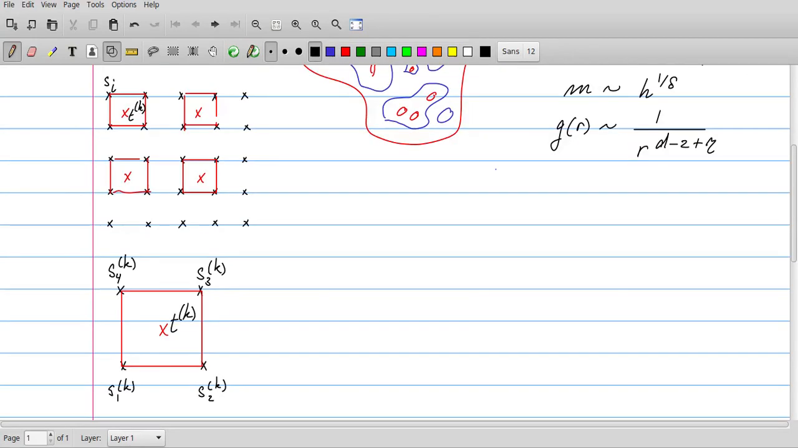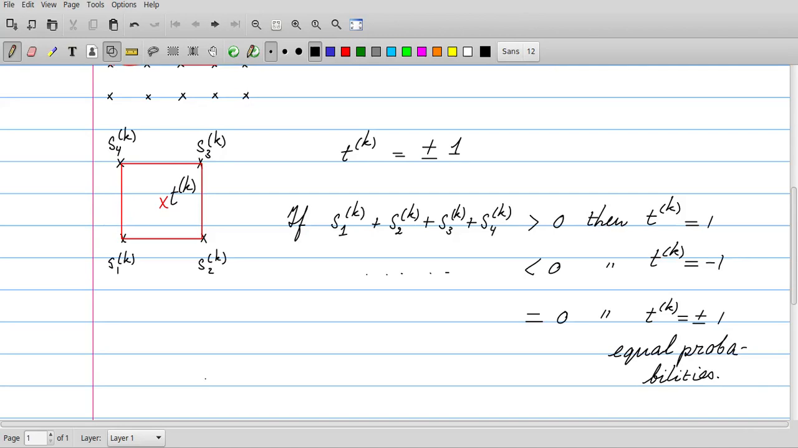Here we have an enlarged view of such a plaquette, which is surrounded by 4 fine-grained spins, S1 to S4, and in the center of the plaquette we find our new spin T_k, and we want our new spin to assume the same values as the original spin. So that is, T_k can assume the values plus or minus 1, just like the S_k. So how do we choose the value of T_k? Well, we use a very reasonable recipe for this.